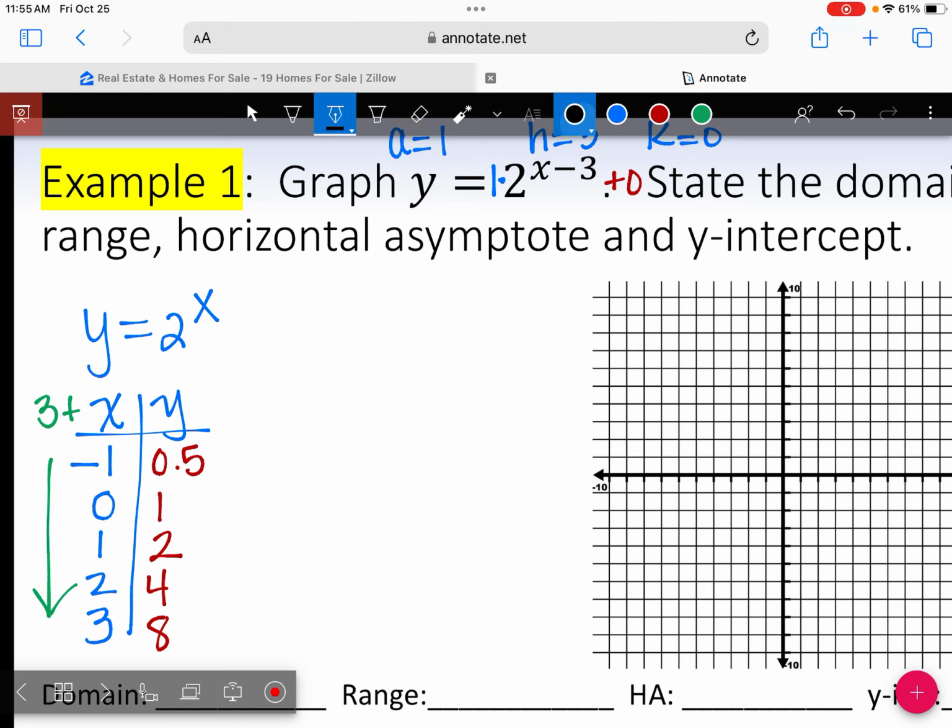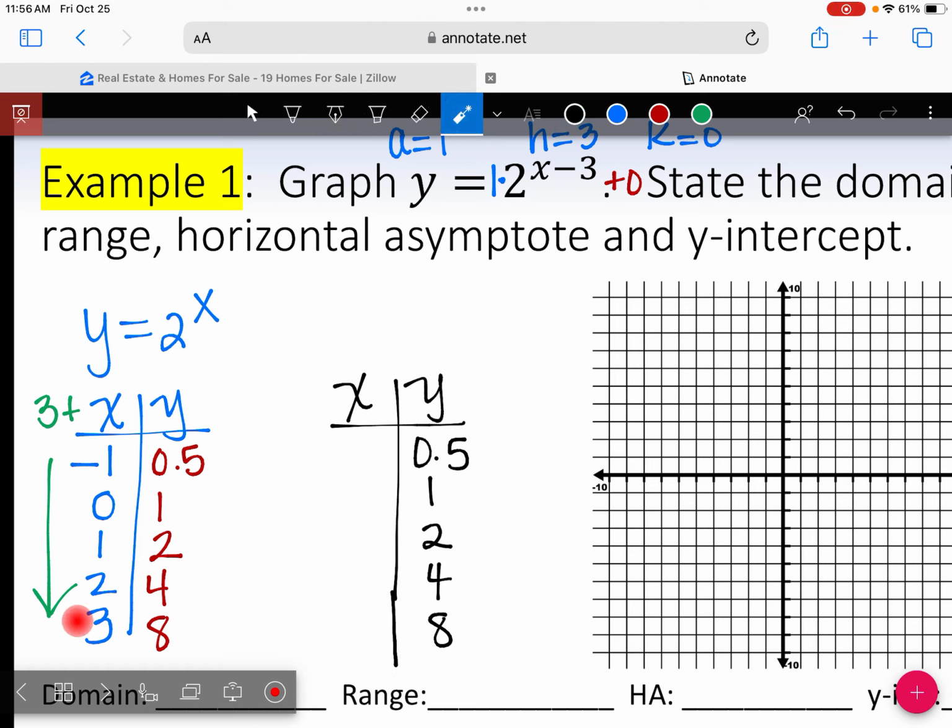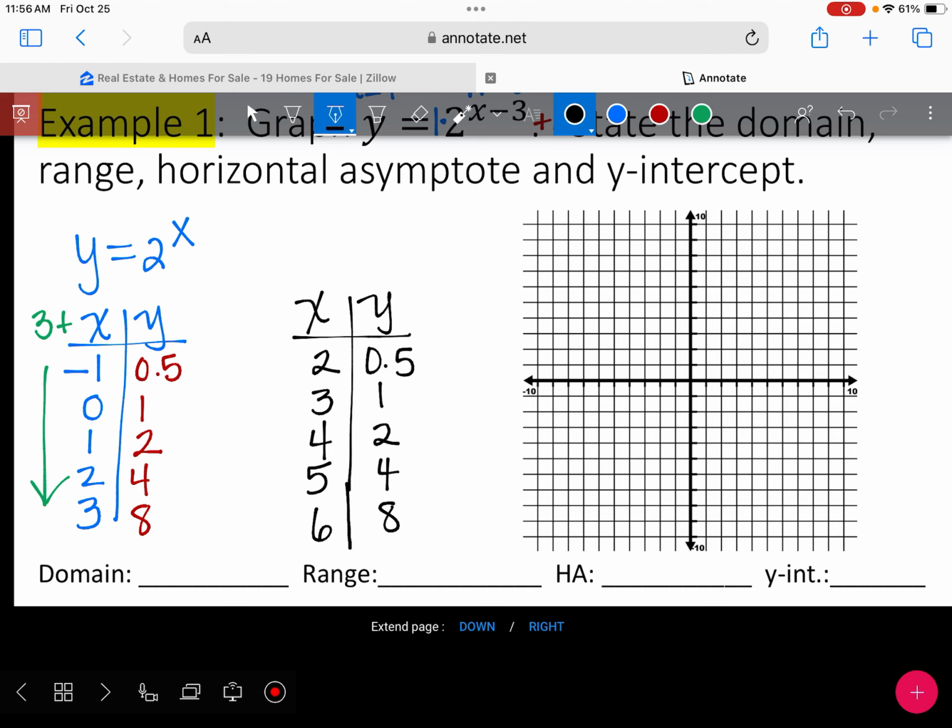So I'm just going to make my second table. My y values don't change, so I'm going to keep those the same. Go ahead and add 3. I'm adding 3 to these 5 numbers. So I got 3 plus negative 1, or 3 minus 1. 3 minus 1 is 2. 3 plus 0 is 3. 3 plus 1 is 4. 3 plus 2 is 5, and 3 plus 3 is 6. All right, so this is what we're going to graph.